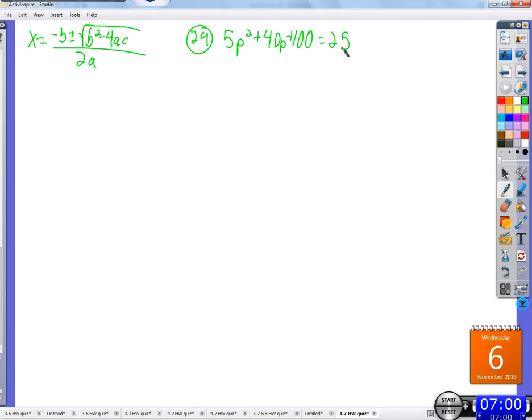It's p squared instead of x squared. We can just replace all the p with x's if we want. The formula can become p equals all that stuff.